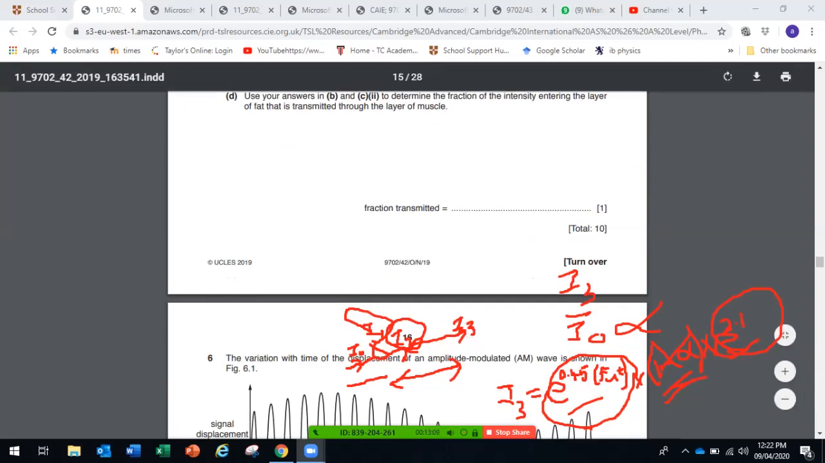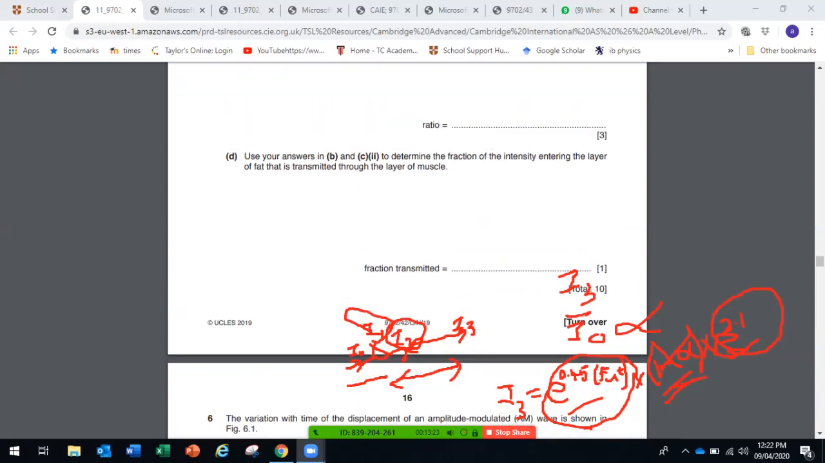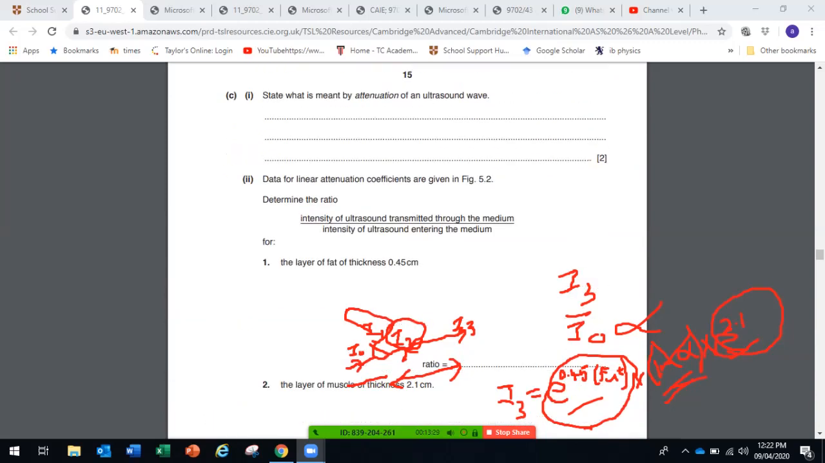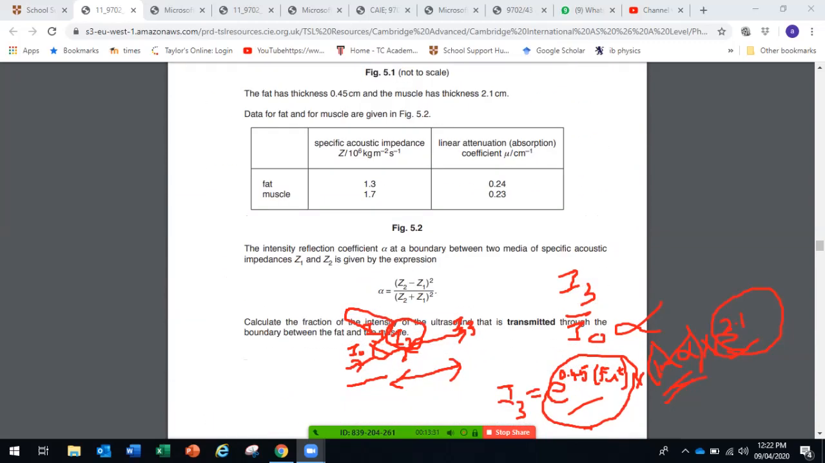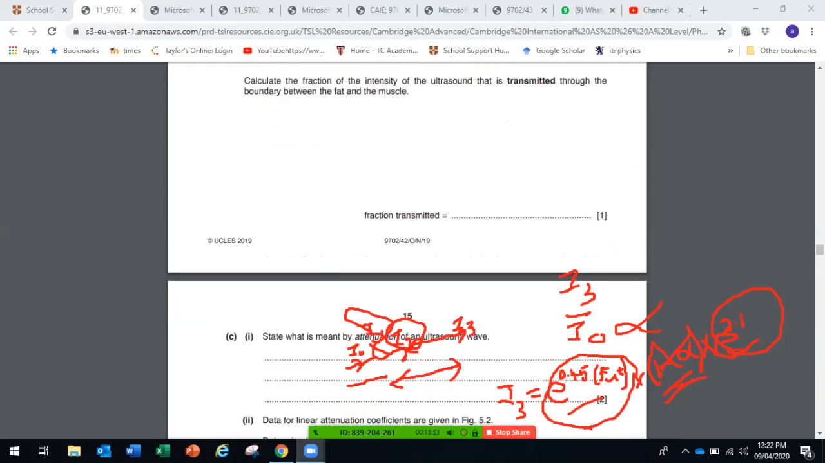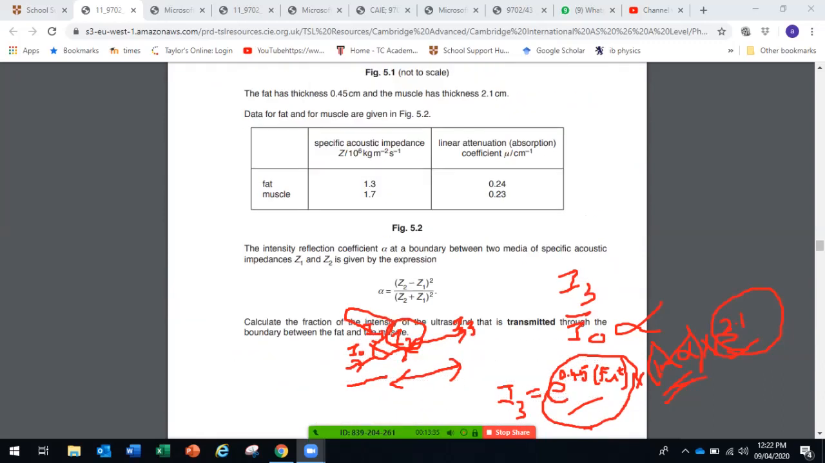Determine the fraction of the intensity entering the layer of fat that is transmitted through the layer of muscle. The wording is not that clear. They must put a fraction form, reaching the surface at the end of the muscle and the initial part. Wording. Okay. Any other question?